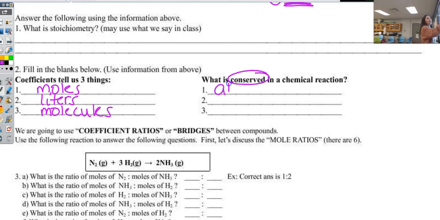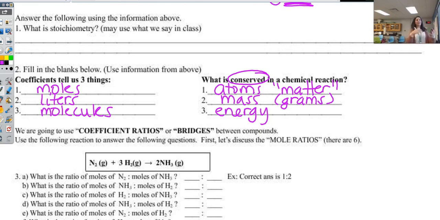Atoms. Yep. Atoms, which is matter. And then we said mass. And so sometimes what you'll see is grams or kilograms or something like that. And the last one we said was energy. Perfect. Okay, so whether it's exothermic or endothermic, and we know that there are laws of conservation of each one of these, of matter, of mass, and of energy. There are laws around those.